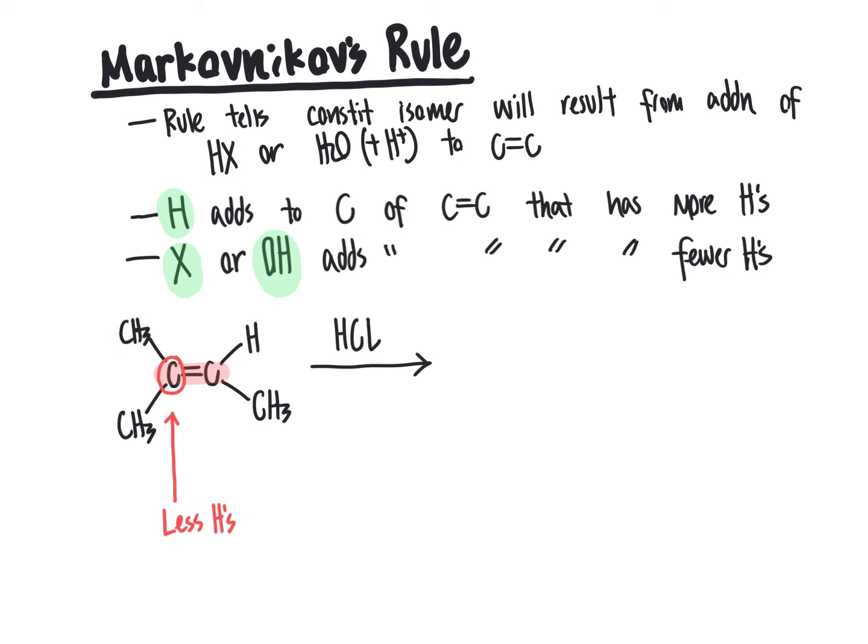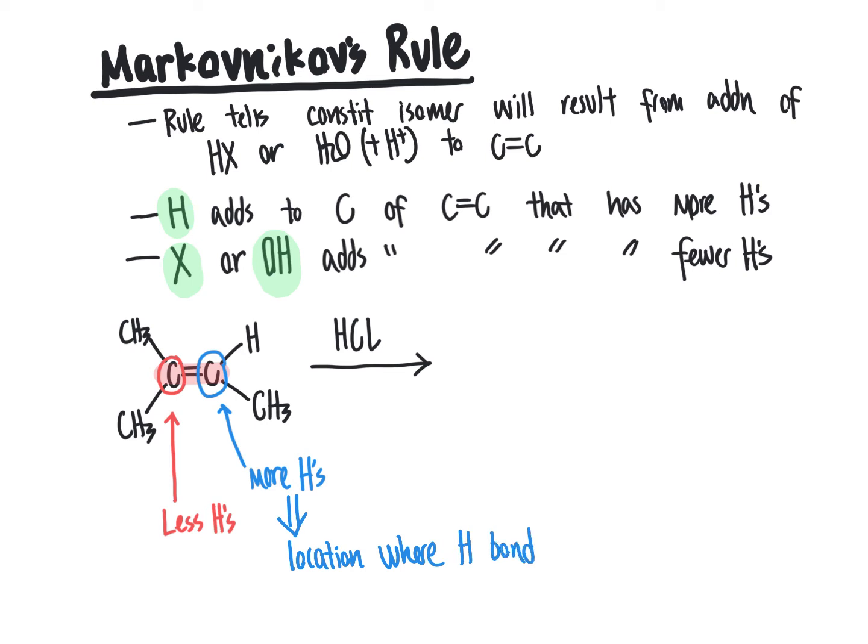So that has fewer hydrogens, whereas we come over to here, and this carbon is the one as we would describe as having more hydrogens directly bonded to it because it has this one hydrogen directly bonded to it here. So that's a larger number than the 0 that we see bonded over here. So therefore, since that has more hydrogen atoms directly bonded to it, that's going to be the location where H is going to bond from HCl.